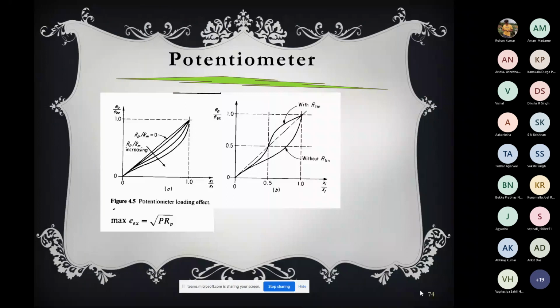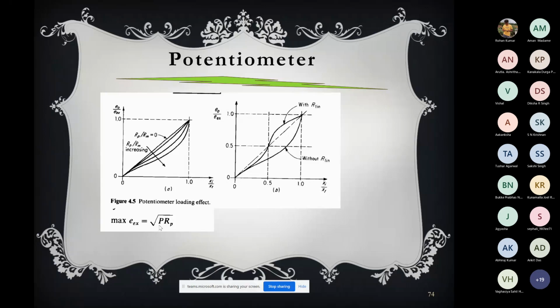So what will be the maximum excitation voltage Eex we can give? The maximum excitation voltage is the square root of P times Rp, where Rp is the resistance of the potentiometer and P is the power rating. So that much maximum voltage Eex we can give.